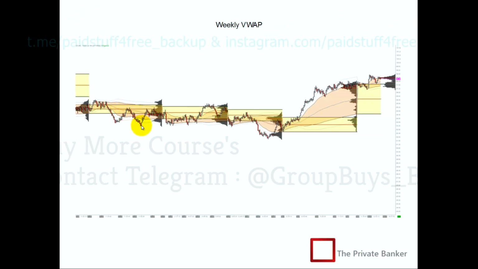More selling comes in, we make a lower low, but just no follow through beyond that point. We rotate right back to that key level again. This time we're just kind of bouncing around that level. Next week, kind of the same type of behavior, really just flipped to the other side.